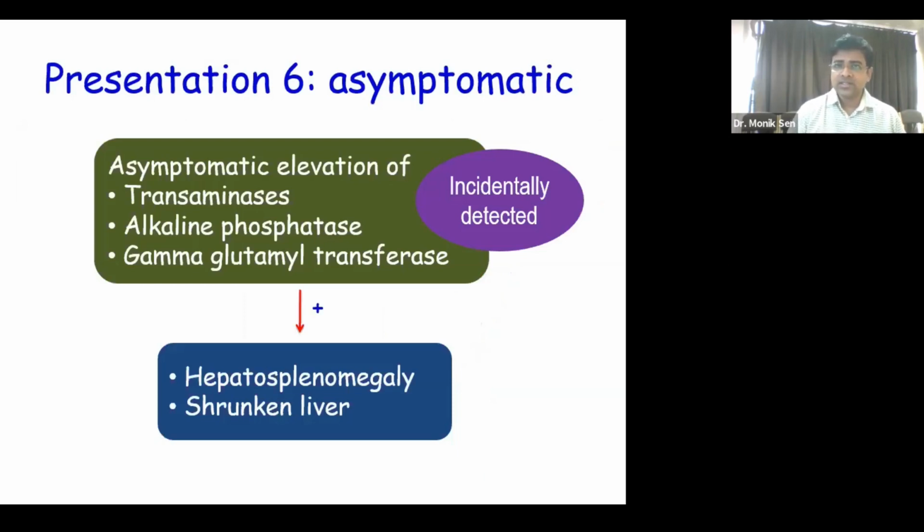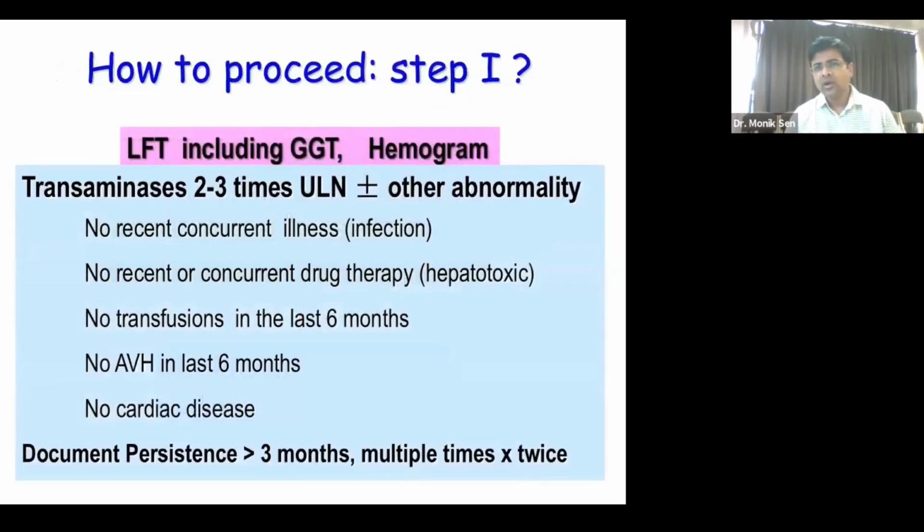The sixth presentation is an asymptomatic presentation. The patient has not had any symptoms, but for some other reason has gone to the doctor and he's had asymptomatic elevation of transaminases, alkaline phosphatase, or gamma glutamyl transferase. And on examination, he has hepatosplenomegaly or a shrunken liver, and this is most likely a chronic liver disease going on. How do I proceed?